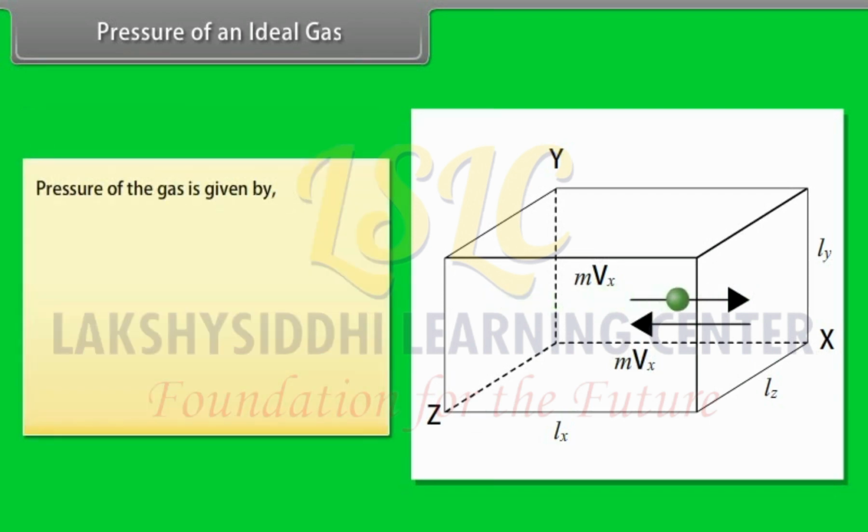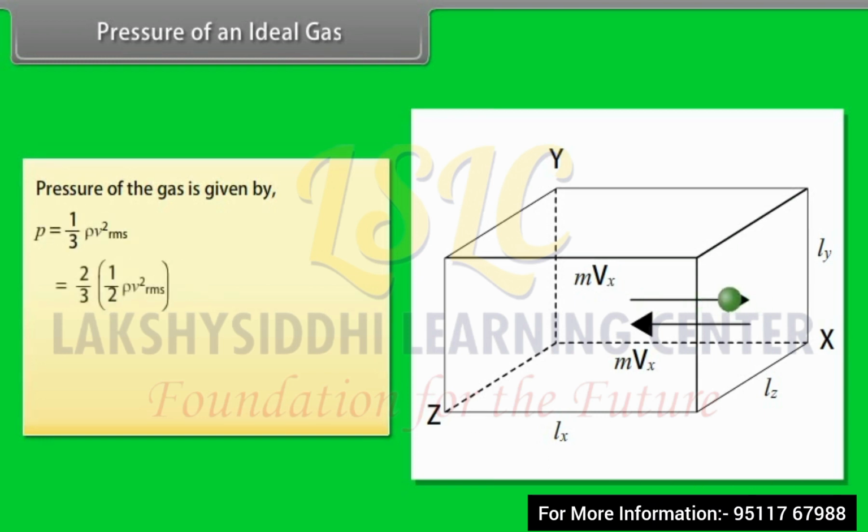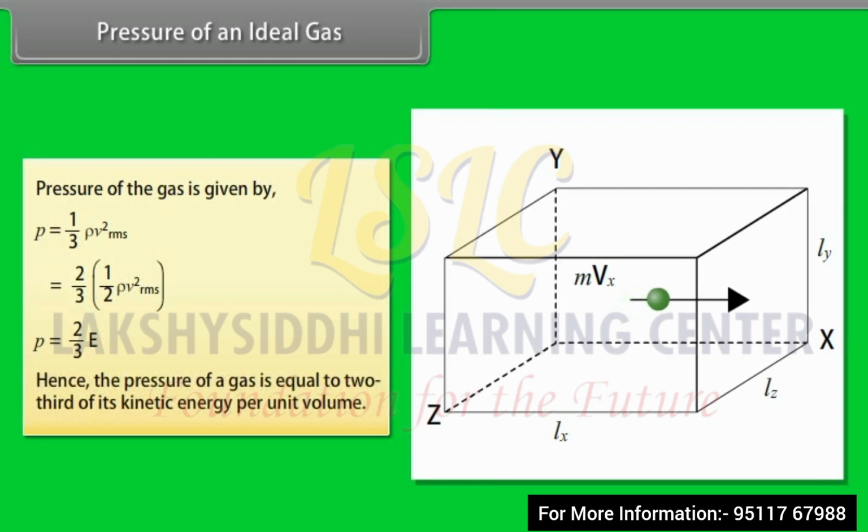Pressure of the gas is given by P is equal to 2 by 3 of E. Hence, the pressure of a gas is equal to 2/3 of its kinetic energy per unit volume.